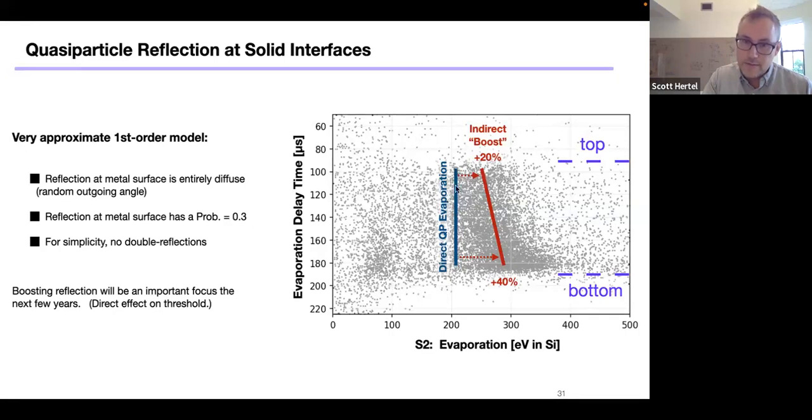So we would have a direct quasi-particle evaporation population that doesn't depend on depth. And then you get some depth-dependent boost. If you have no double reflections, this is linear, surprisingly. And you get kind of a 20% boost near the top and a 40% boost near the bottom. So this is great news. It means we have a clear, easy to measure observable for the reflection quantity that we really want to understand moving forward. We can vary things about the cell and see whether this reflection increases or decreases as we vary attributes of the cell walls.